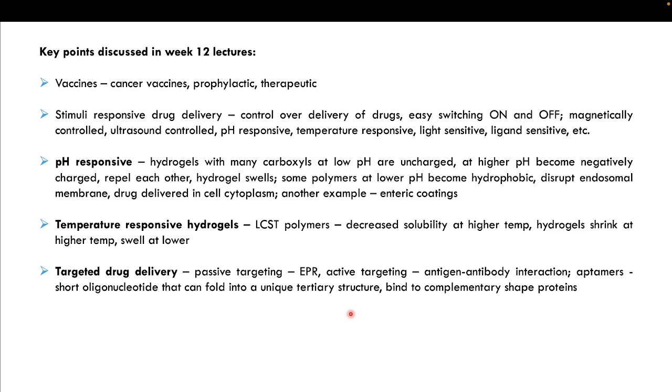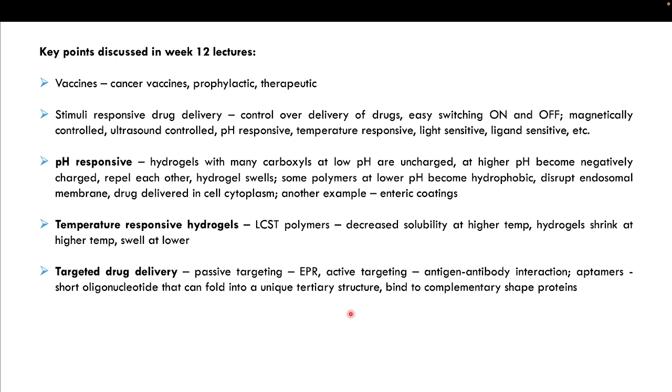So this is known as targeted drug delivery, when you specifically target a given cell or a given organ. So this drug delivery targeting could be of two different types. It could be passive targeting or it could be active targeting. Now what happens in the passive targeting?